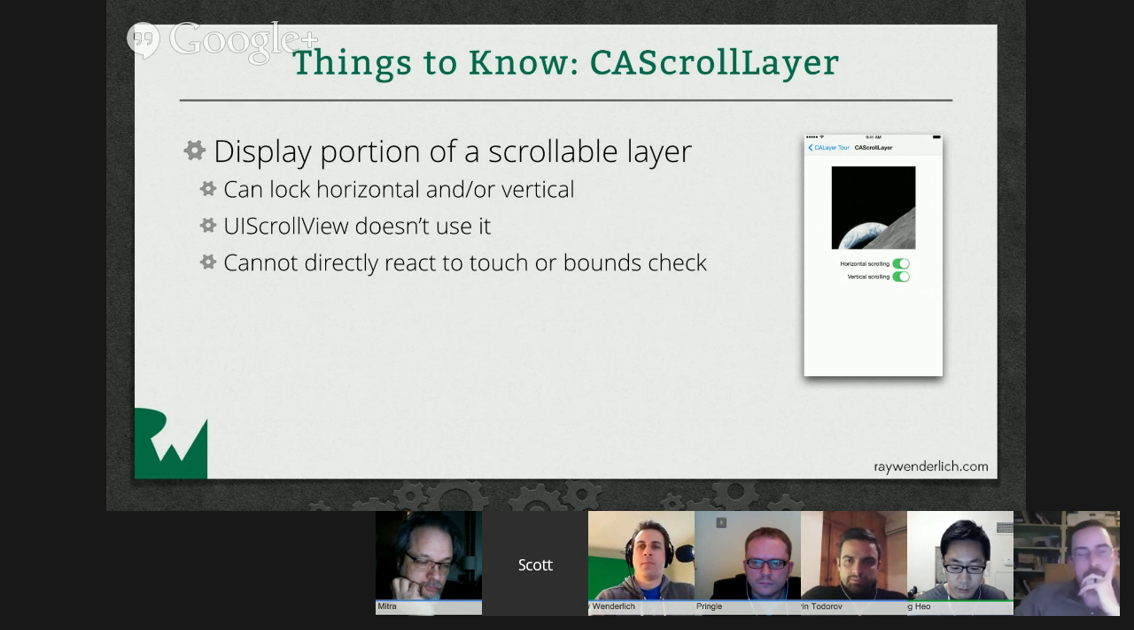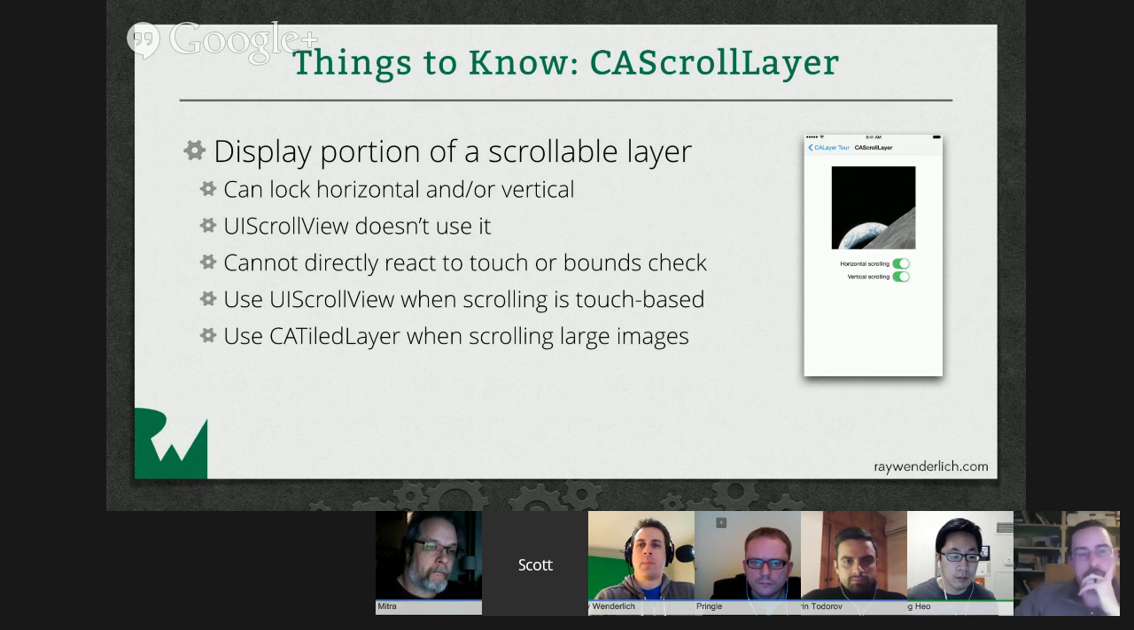So that being said, like I said, scroll views for touch-based and CATiledLayer when scrolling larger images will probably be your best bet. But CAScrollLayer does have its place in the toolbox. It's good to be aware of for some of the lighter work that you might need to do.